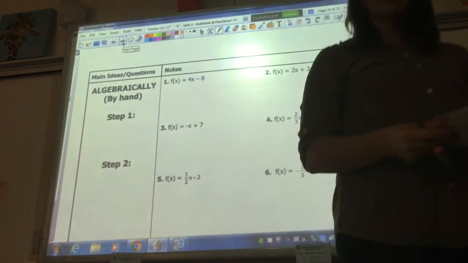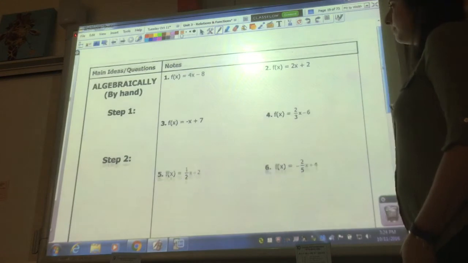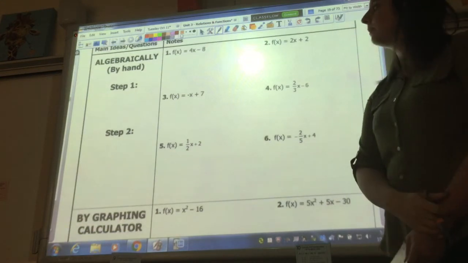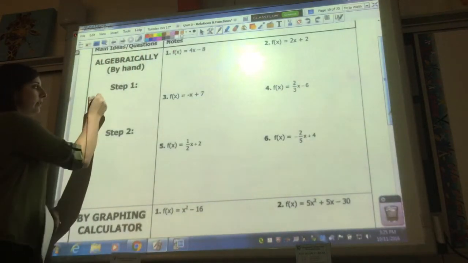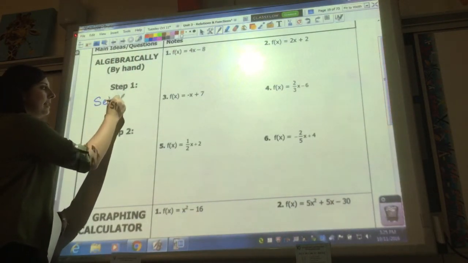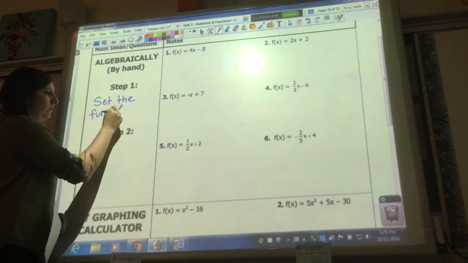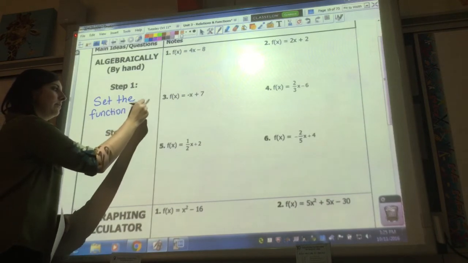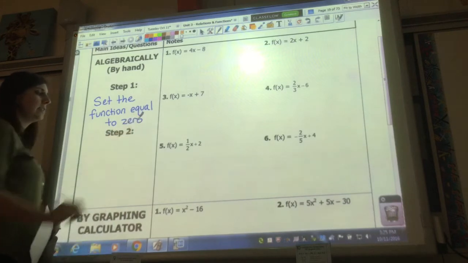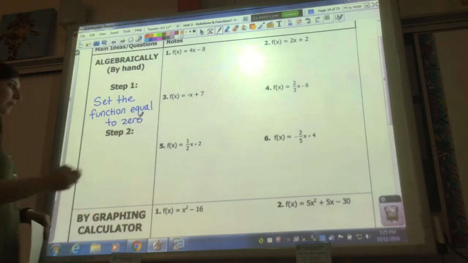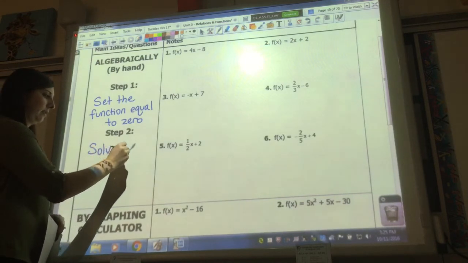Okay, if you just finished 3, 4, and 5, we're going to go ahead and learn how to solve an equation by hand or algebraically. The first step that you're going to do is set the function equal to 0. So let's write that down so we don't forget. Set the function equal to 0. After you set the function equal to 0, you're going to solve for x. That will be your step 2. Please make sure you write that down.